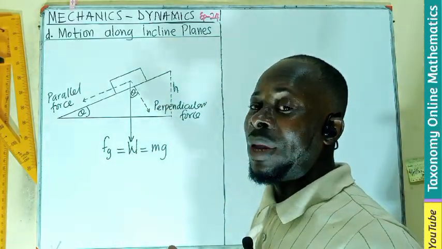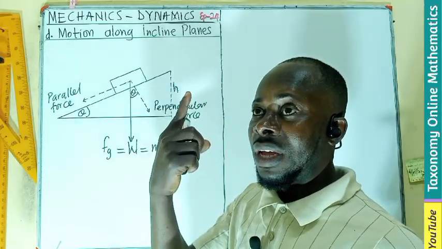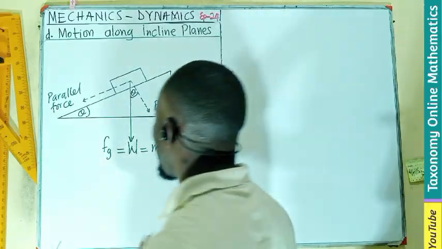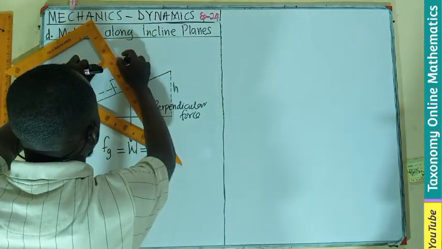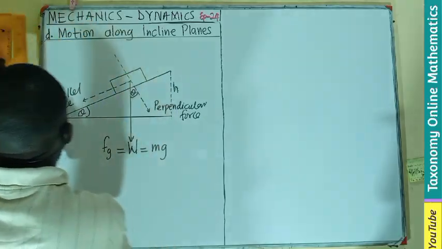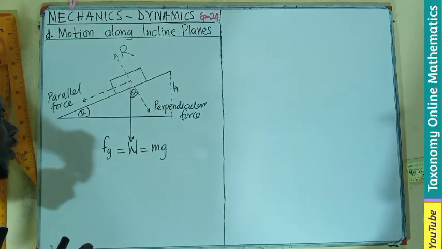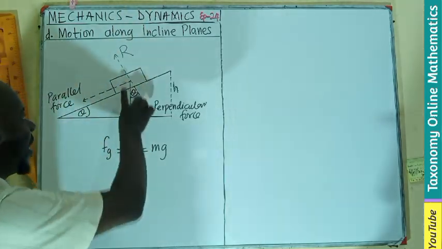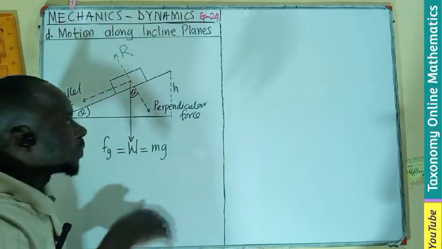Now, when a body is placed on an object, there is a force acting away from the object. That is what we call the normal reaction. So this is also going to be a force out there which we can call the normal reaction. And that normal reaction is also perpendicular to the surface.